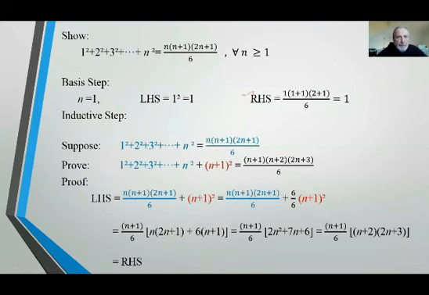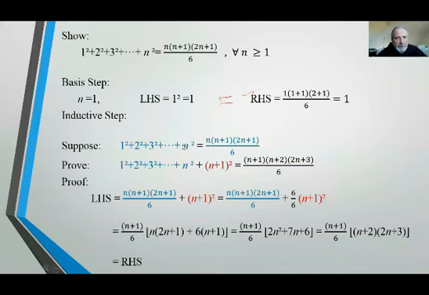I'm going to conclude with a third example here. I'm going to show that 1 squared plus 2 squared plus 3 squared up to n squared is equal to n(n plus 1)(2n plus 1) divided by 6. So the basis step is when n is 1, that means the left-hand side here is 1, because 1 squared is 1. And for the right-hand side, you replace n by 1: 1 times (1 plus 1) times (2 plus 1), that is 6 over 6, which is 1. So you see here, the left-hand side is equal to the right-hand side.